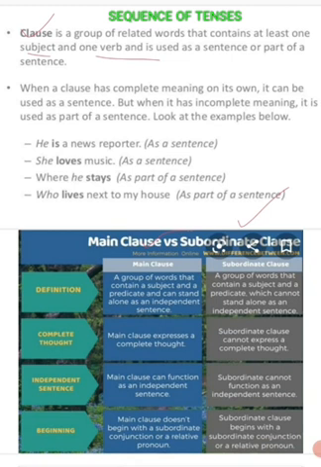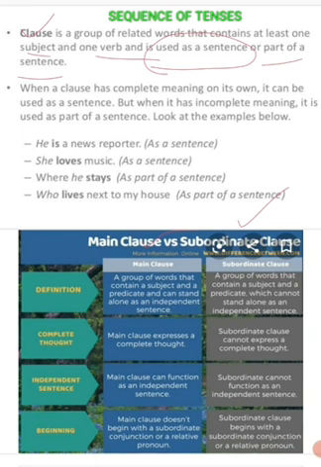So before that, let us discuss what actually a clause is. A clause is a group of related words that contains at least one subject and one verb and is used as a sentence or part of a sentence. So, clause means it is a part of a sentence or it can be a simple sentence itself. It consists of one subject and one verb, that is compulsory. So, on the basis of this, it is used as a sentence or as a part of a sentence.